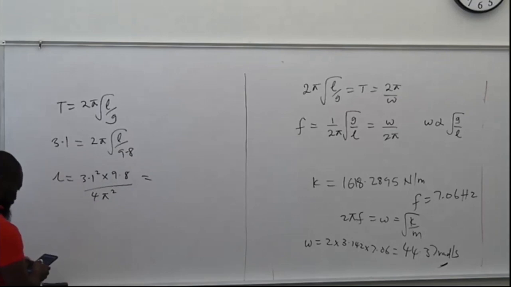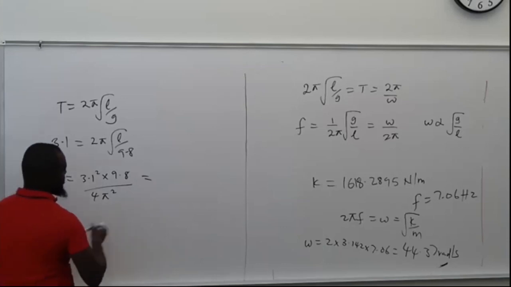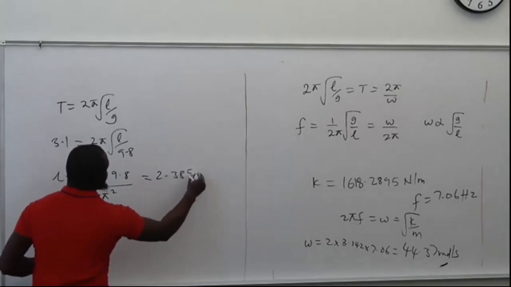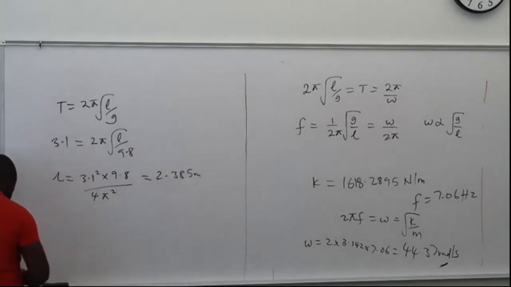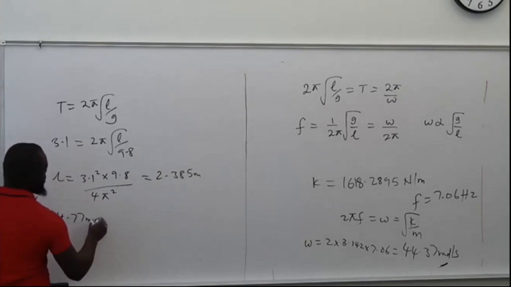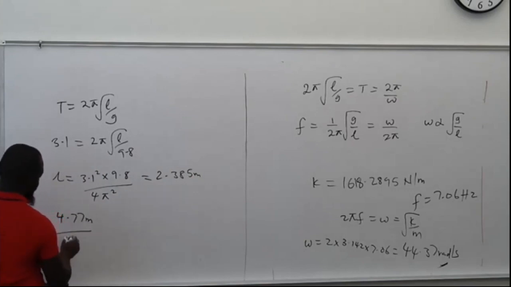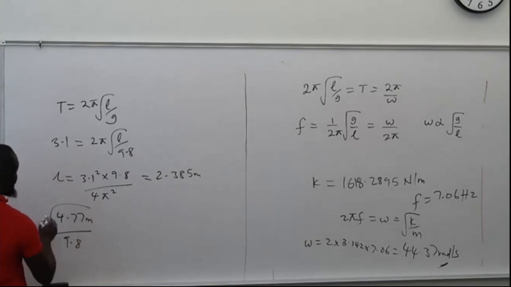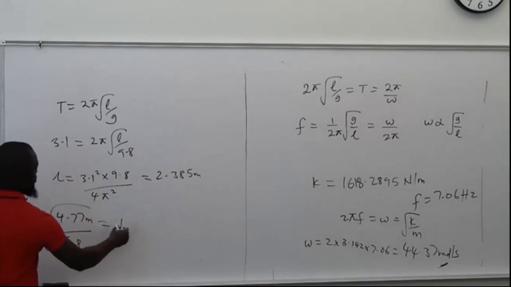So this length is 3.1 squared times 9.8 divided by 4 divided by 3.142 squared. That gives 2.385 meters. So now let's double this length, times 2. That is 4.77 meters. So this 4.77 meters divided by 9.8, square root of L over G, times 2 pi equals what period?